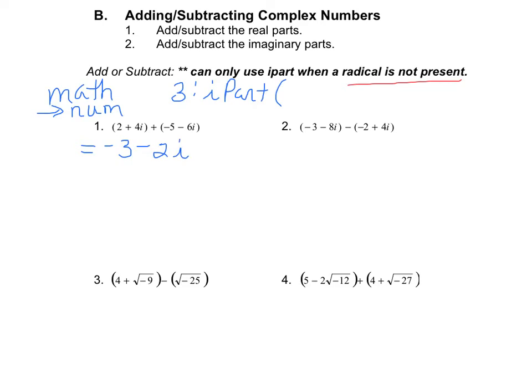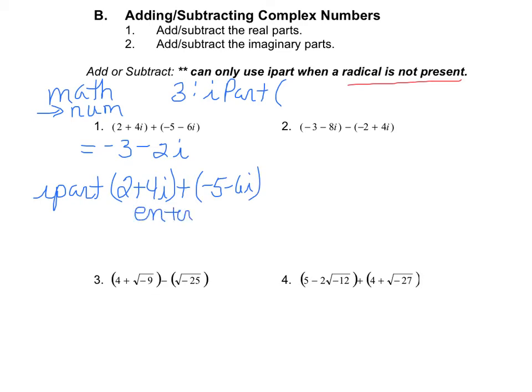Now take out your calculator and try to use iPart to see if you can achieve the same answer. Remember, you go Math, scroll over to NUM, number 3, iPart. It's going to open up a set of parentheses for you, and you're going to plug in 2 plus 4i. You're going to close that set of parentheses, put a plus sign, open up another set, put negative 5 minus 6i, close that set of parentheses, and then hit enter. Hopefully you've achieved the same answer we did using brain power. Alright, let's go to number 2.